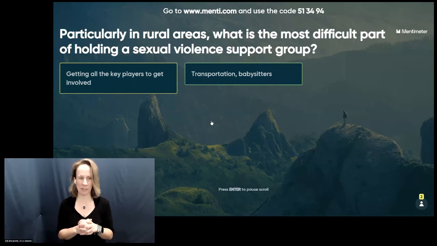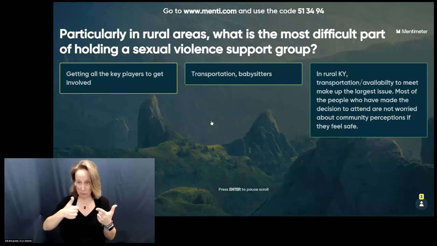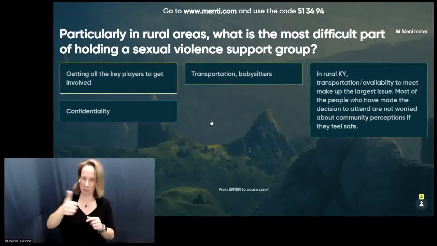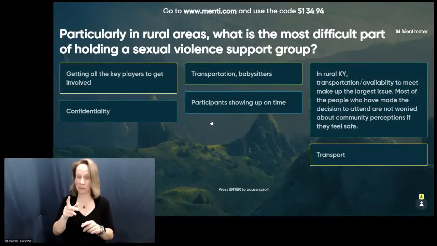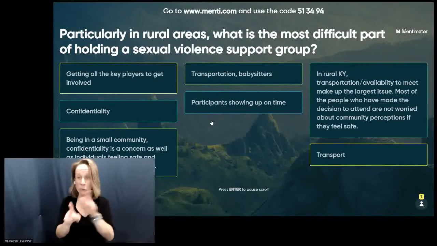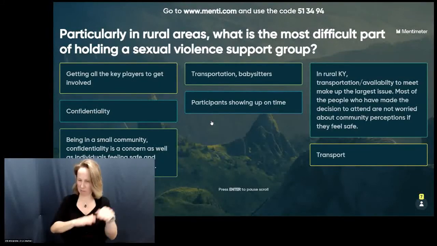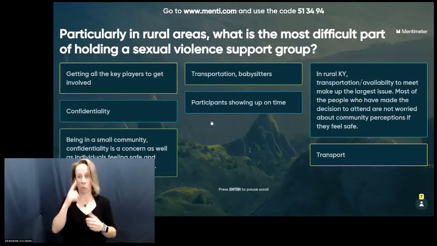Getting all the key players to get involved. Transportation, babysitters, absolutely. In rural Kentucky, oh, hello from Kentucky. Transportation availability makes up the largest issues. Most of the people who have made the decision to attend are not worried about community perceptions if they feel safe. Transport, participants showing up on time, absolutely. And we know with trauma survivors, time might be difficult for them. Being in a small community, confidentiality is a concern, as well as individuals feeling safe and comfortable to speak about it. Absolutely, and we'll really talk about that a little later, about how we really need to honor survivors who do participate in support groups.